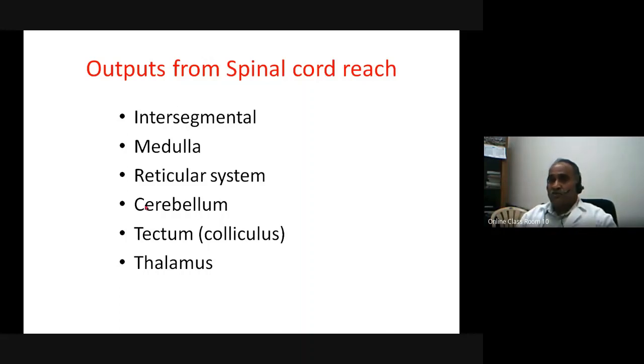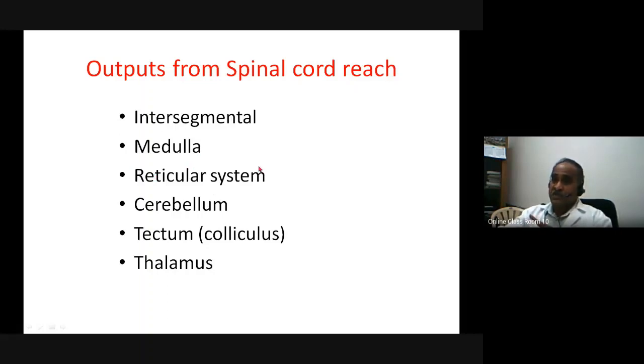Then the outputs from the spinal cord, whatever the fibers coming from the soma or the body, they will reach the medulla with crossing or without crossing. Some of them would reach the medulla and then cross, and some of them would cross at the segmental level in the spinal cord and then reach the medulla. So that means there would be a medullary connection. And some of them end in the medulla. That I will tell. So that means the medulla is one of the target areas.